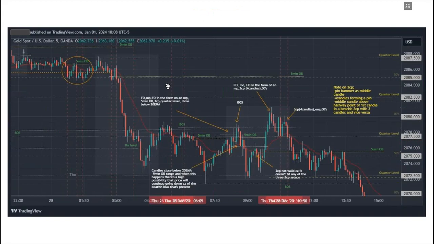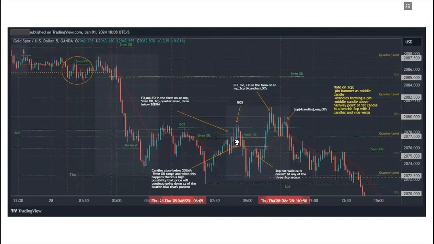But that does not justify the fact that I was over trading. Now, when we look at what price did here, we see that we have a fake out in the form of an M pattern. Price goes up, comes back down, goes up and down. This is a fake out in the form of an M pattern happening at the 5-minute order block area.